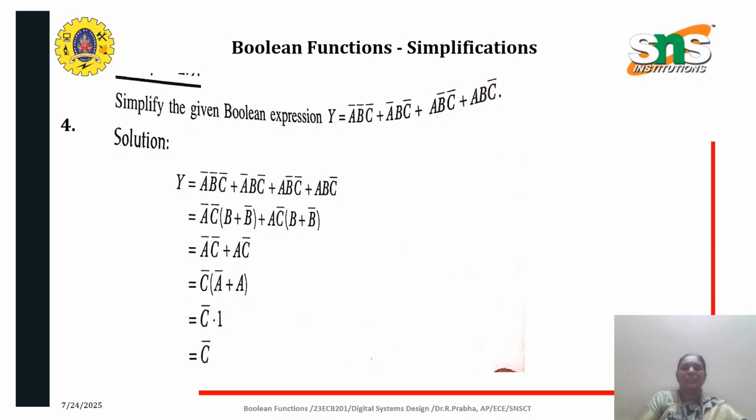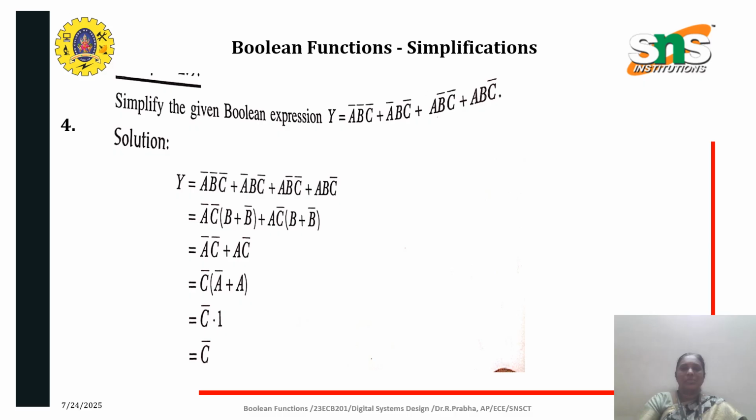The remaining in the third step is a'c' + ac'. Now in these two terms c' is taken, so the remaining terms are a + a', which is equal to 1. So c' into 1 is equal to c'. In this way we can finally reduce these many terms into a simple term c' by using Boolean theorems and Boolean algebra.